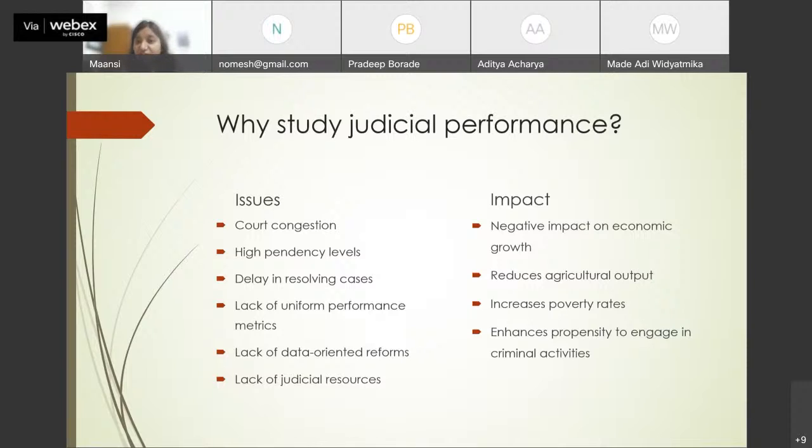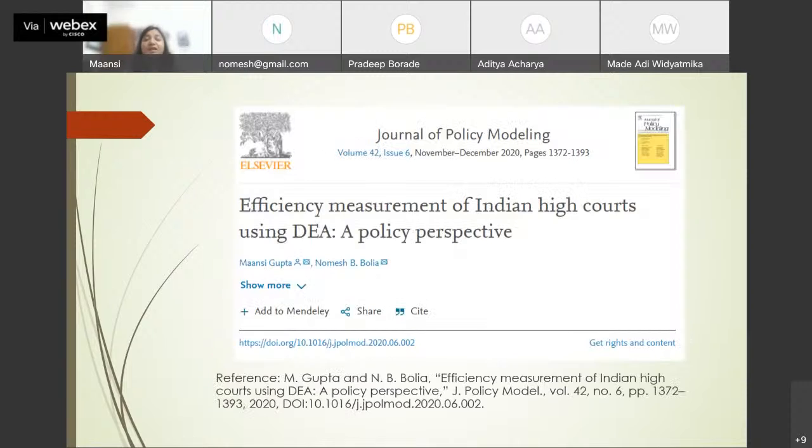So what do these issues lead to? They lead to poor economic growth in the country and they affect the public. How? It reduces investments in the country, it reduces credit, it reduces agricultural output, increases poverty rates, and it also enhances the propensity to engage in criminal activities. So if a case is taking a very long duration, people are more prone to a career in criminal offenses. So this is what we'll be discussing today, measuring the performance of Indian high courts using DEA and trying to come up with policy insights from our study.